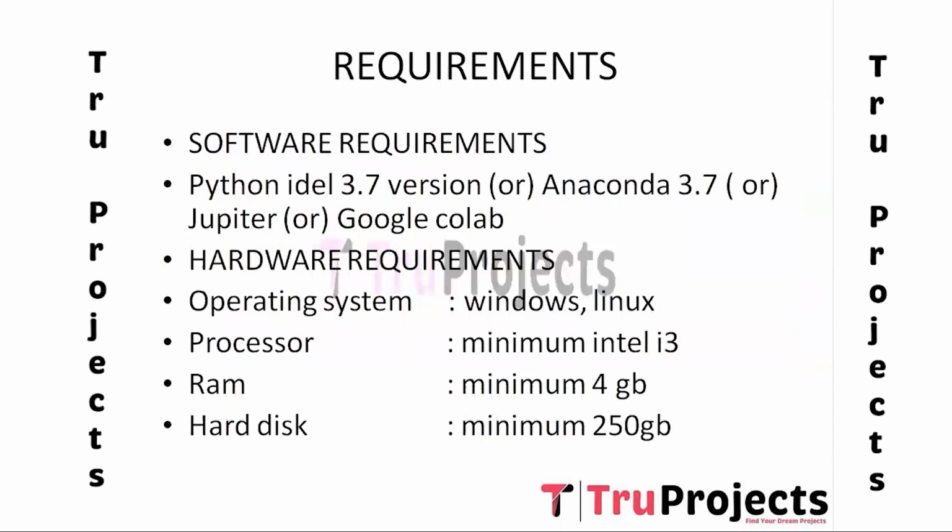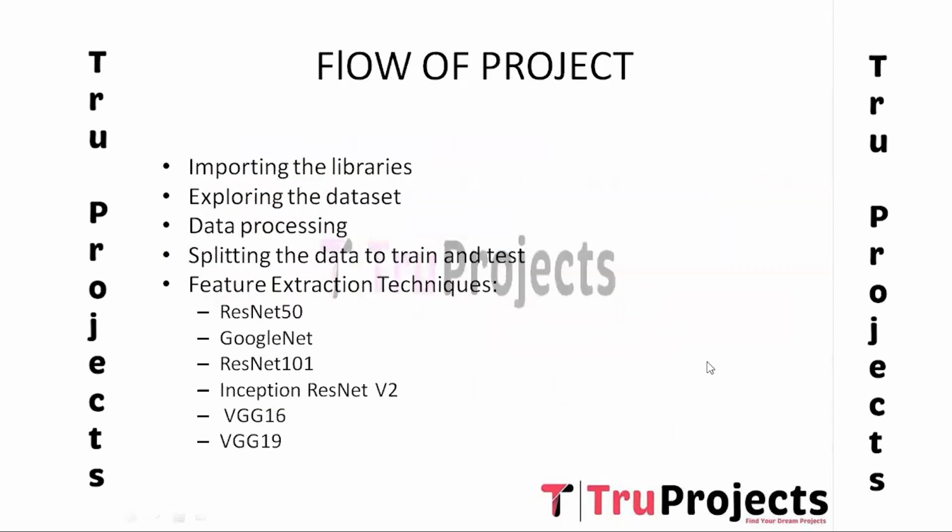These are the basic requirements needed to build this project. Software requirements: Python IDE with version 3.7, Anaconda with version 3.7, or Jupyter or Google Colab. Hardware requirements: operating system as Windows or Linux, processor of minimum Intel i3, RAM of minimum 4 GB, hard disk of minimum 250 GB. And to know the flow of the project, the first step is importing the libraries.